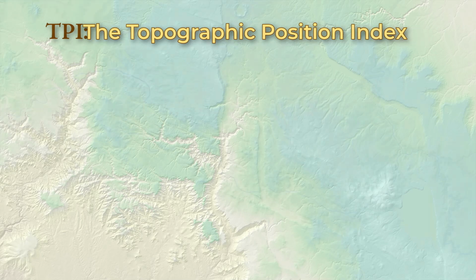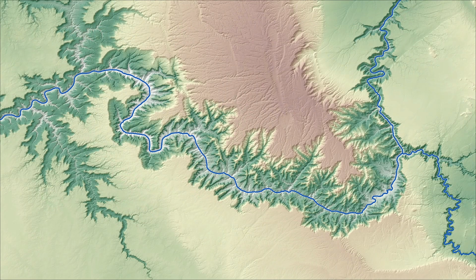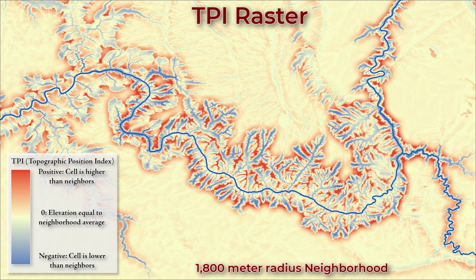For example, if I'm trying to capture huge geographic features like the Grand Canyon, I might try a series of neighborhood sizes until I find one that works for me. If I start at 1,800 meters, I see the smaller drainages in the canyon stand out. Those are the areas in blue in this image, but the larger canyon itself is still a mix of red and blue, so I need to try larger neighborhood sizes.